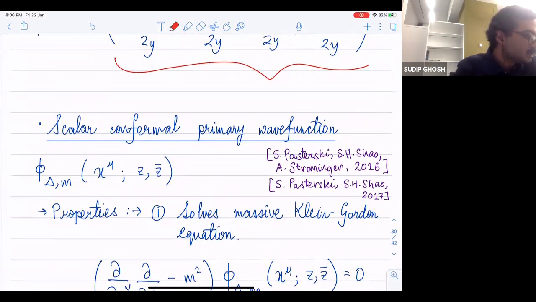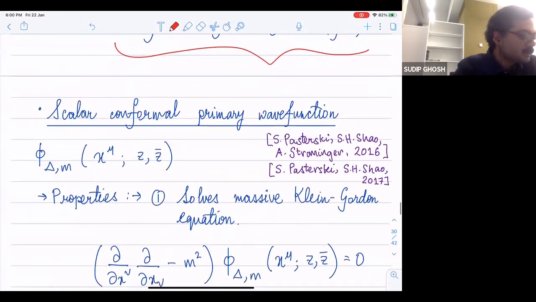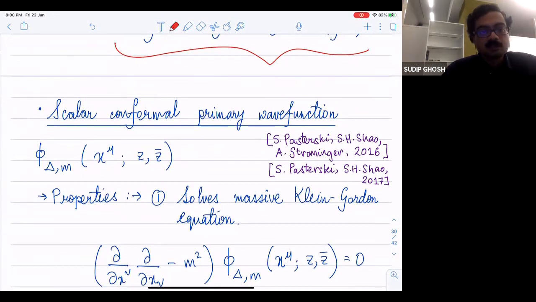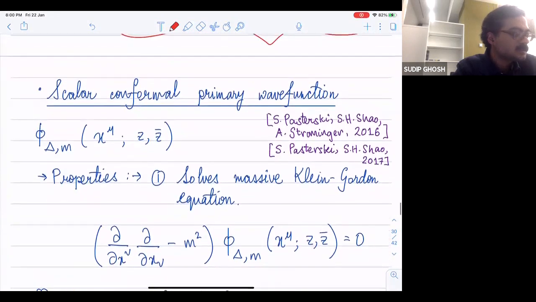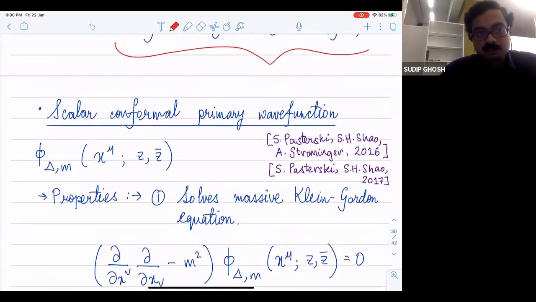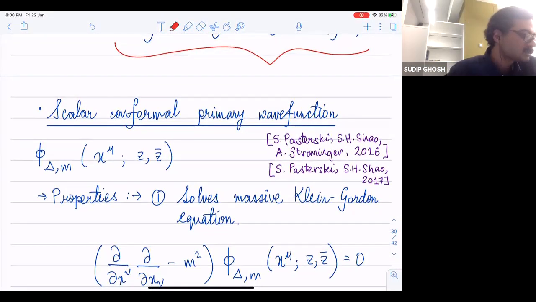I'm not going to repeat all the discussion of single particle states and how they transform. All of that can be done here as well, it's just a little bit more complicated. Let me just tell you how to simply arrive at the final result, which is also how Pasterski and Shao discussed it in their original papers.